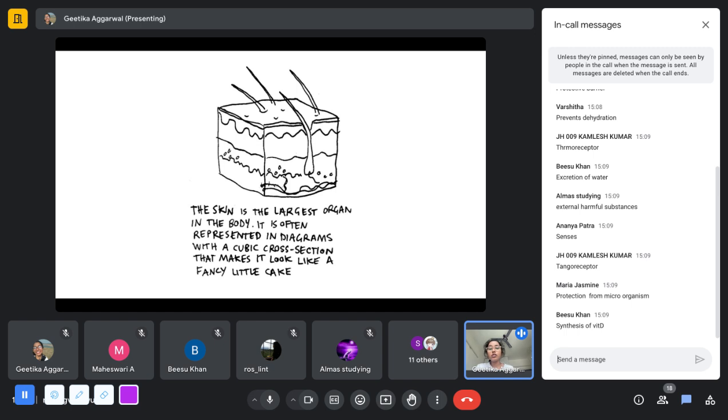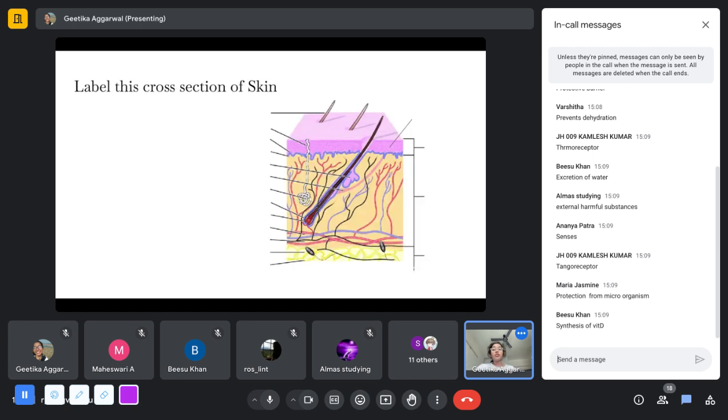This is a small comic which says that skin is the largest organ in the body. It is often represented with a cubic cross section that makes it look like a fancy little cake, but it's actually the largest organ that covers our entire body from head to toe. So, let's try and label this cross section of the skin. Can you see my pointer? I'll be pointing to different parts of the diagram. Can you please try and label those?